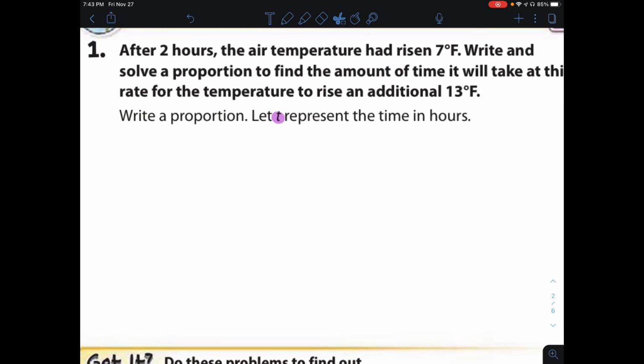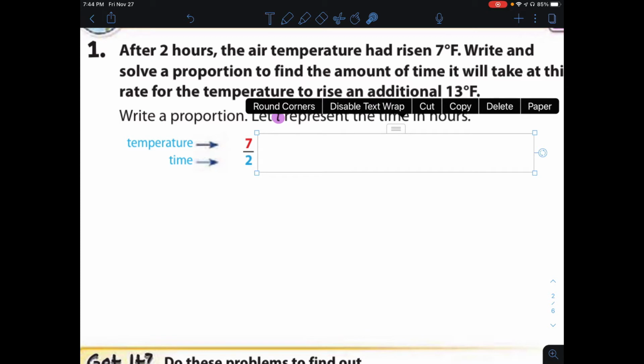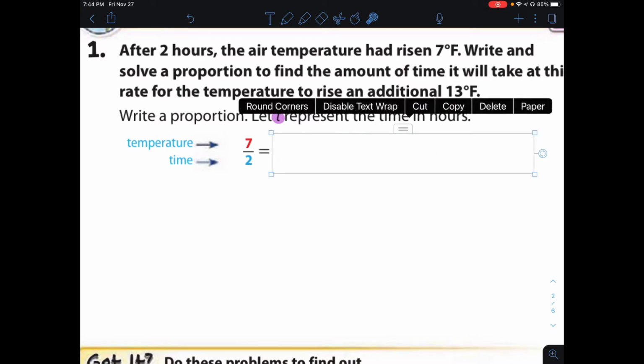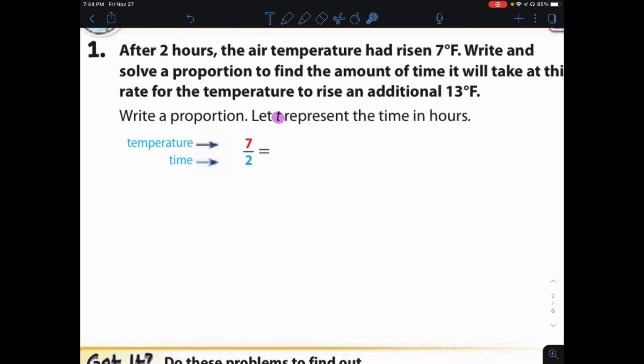So let's continue writing our proportion. Write a proportion where t represents time in hours. Looking at the first sentence, it tells us after 2 hours, the air temperature had risen 7 degrees Fahrenheit. That is our first rate to our proportion. So in this case, we now have 7 over 2, where 7 is our numerator, 2 is our denominator, and 7 represents our temperature, and 2 represents our time. So when we set up our proportion, which means we have an equal sign, we have to do the same thing to our rate on the right side. Meaning on the right side, the numerator should also be temperature, and the denominator should be time.